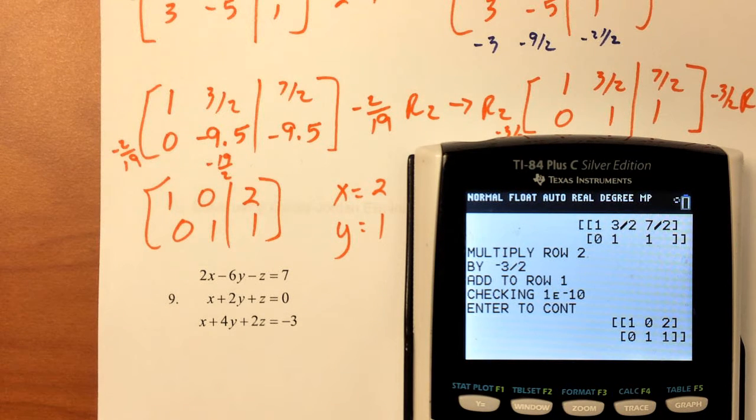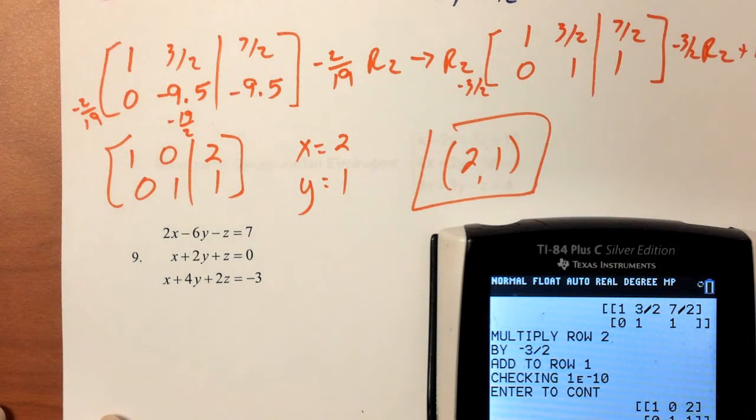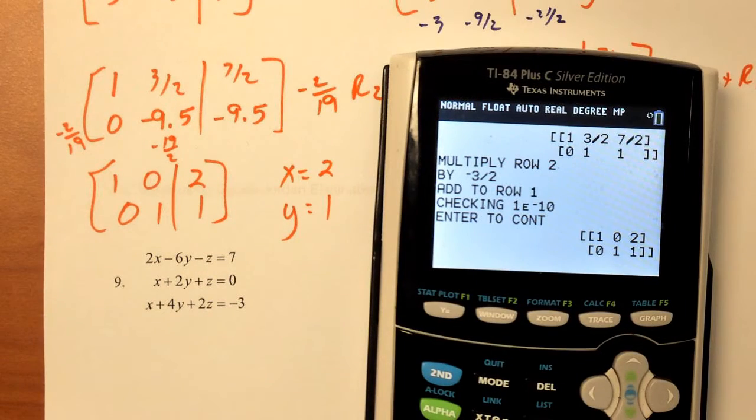Okay, so notice that the calculator program, the row ops program, just does the number crunching. You still have to come up with the row operations yourself, but it will do the number crunching for you so that you can get this last answer.